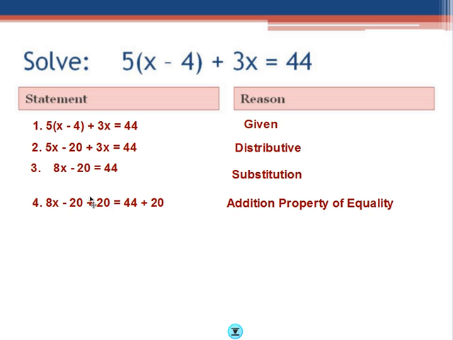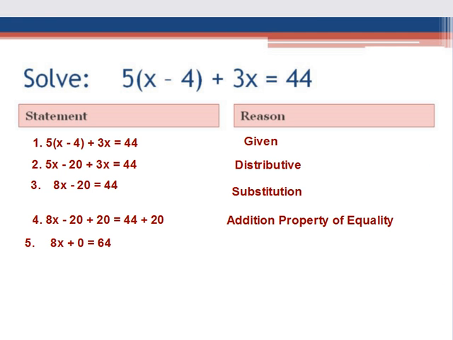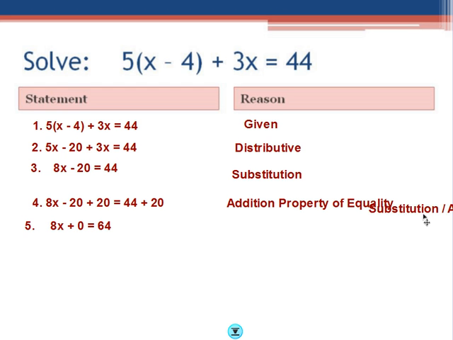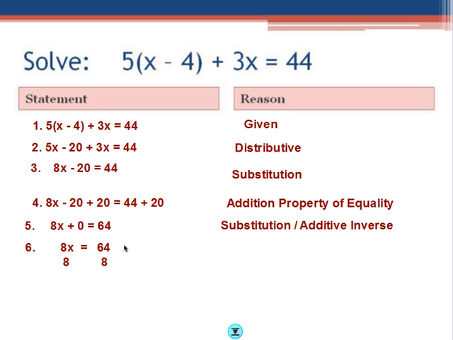We know that negative 20 plus 20, our additive inverse, that's going to give us 0. And then we're going to take 44 plus 20 and substitute in 64. So we know that that's going to be justified by our substitution property and our additive inverse. To get our sixth step now, we have 8x equals to 64. We're going to divide both sides by 8. We know that that's our division property of equality.